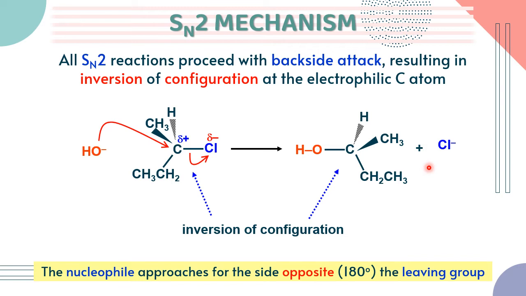So kita ada inversion of configuration dekat sini. The nucleophile approaches the side opposite, 180 degrees to the leaving group. So ini bila kita mention tentang backside attack, hydroxyl group dia takkan attack daripada sini. Dia tak akan attack daripada bawah ke sini ataupun dia tak akan attack dekat sini. But it will attack, kiranya align dekat sini 180 darjah. So backside attack lah.